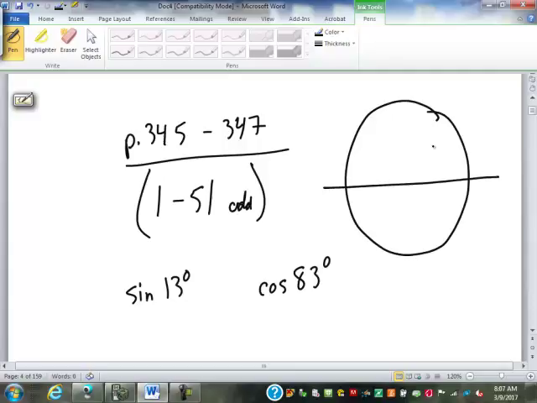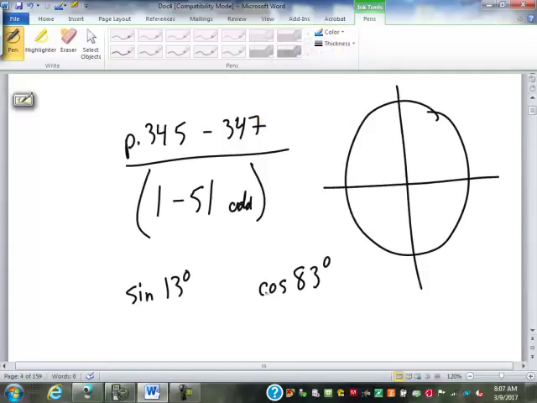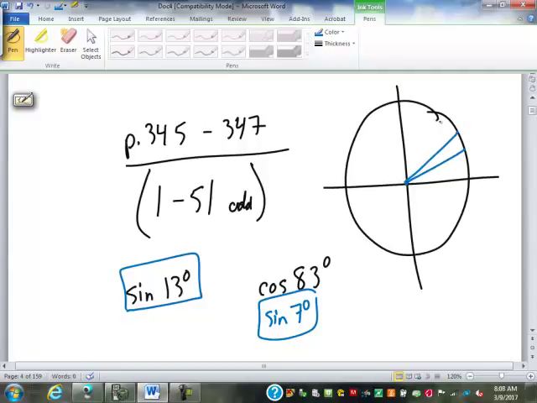Look at this picture. First of all, cosine of 83 degrees would be the same as the sine of the complement, 7 degrees. Does that make sense? So what I'm really comparing here is the sine of 13 degrees to the sine of 7 degrees. As the angle gets bigger, does the sine get bigger or smaller?